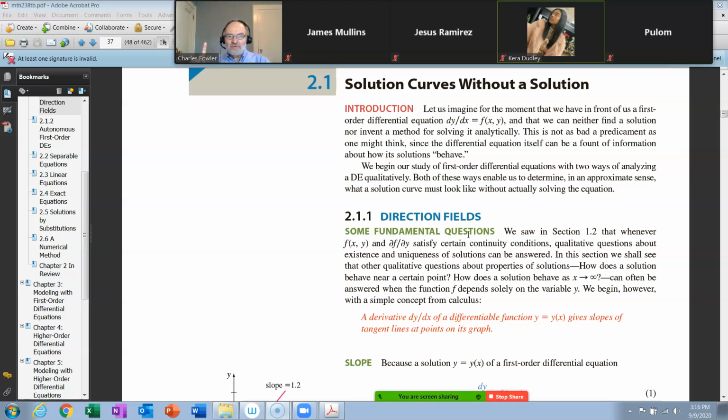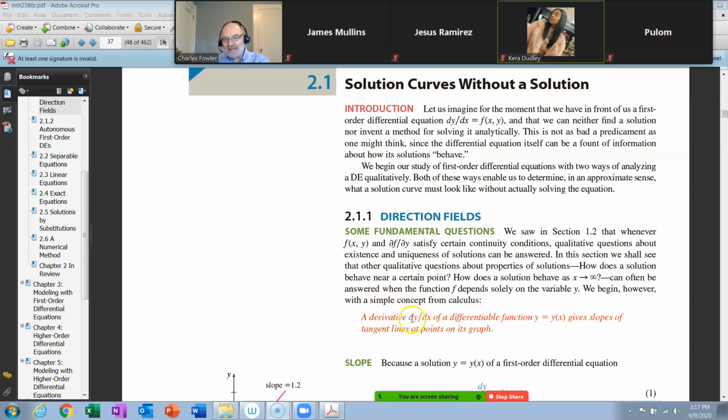We saw back in section 1.2 that whenever you have a f of x,y, like this right here, and the partial of f with respect to y satisfies certain continuity conditions, qualitative questions about the existence and uniqueness can be answered. Remember, we talked about that, existence and uniqueness. In this section, we'll see how the other qualitative questions about the properties of solutions, for instance, how does a solution behave near a certain point? How does a solution behave as x goes to infinity? Can often be answered when the function f depends solely on the variable y. Okay? So we begin with a simple concept from calculus.